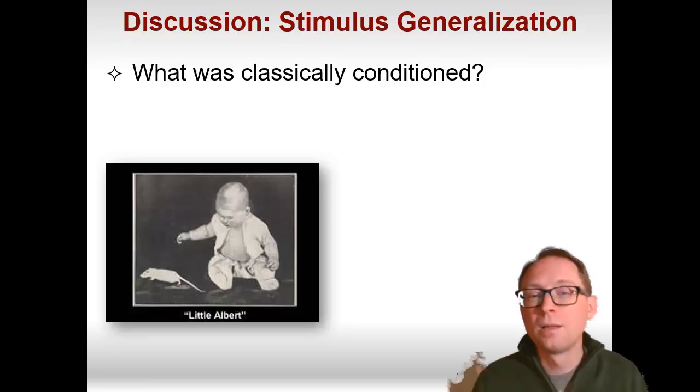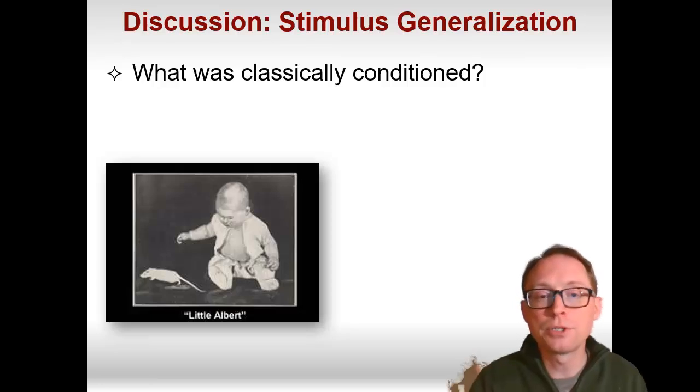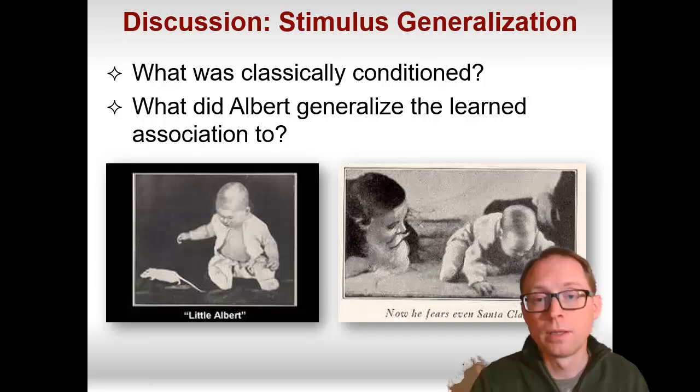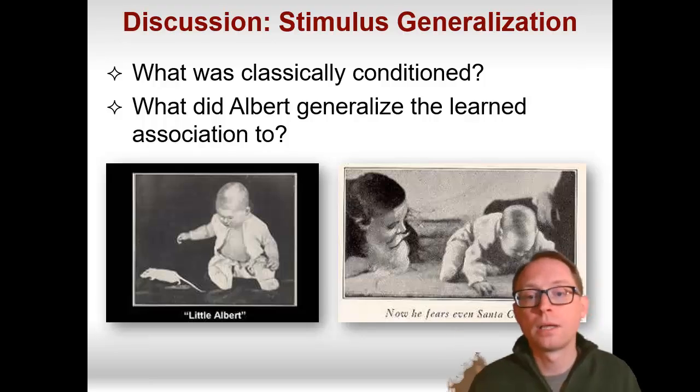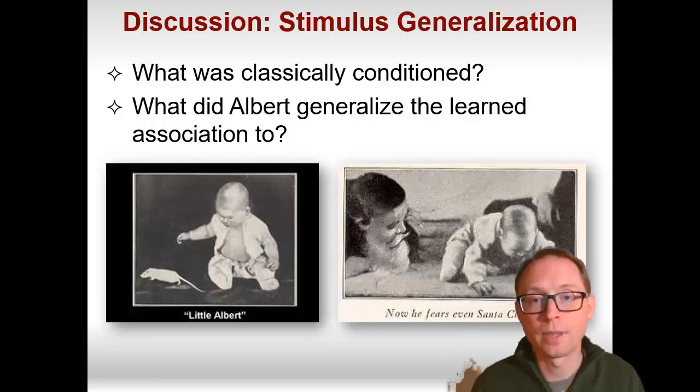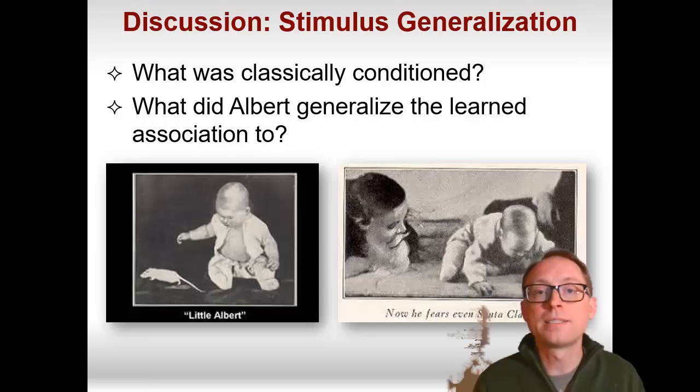What they did not expect, though, is that pretty soon, little Albert started to become scared not only of the white rat, but anything that was white and fluffy, including a Santa Claus mask. They never did the Santa Claus mask with the noise, right? That was not going on. They only did the white rat.